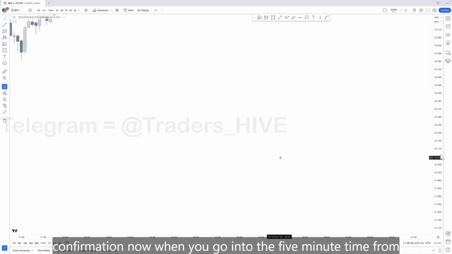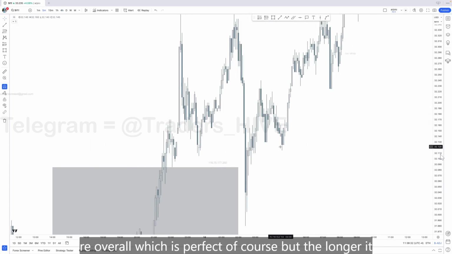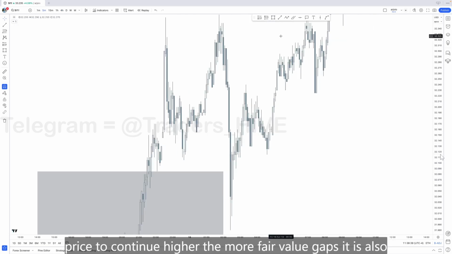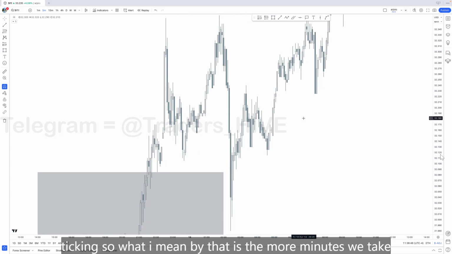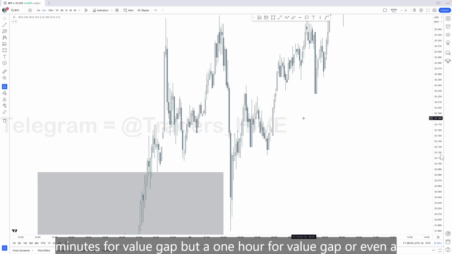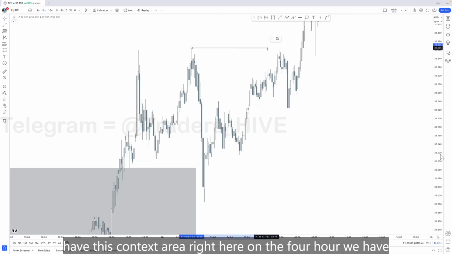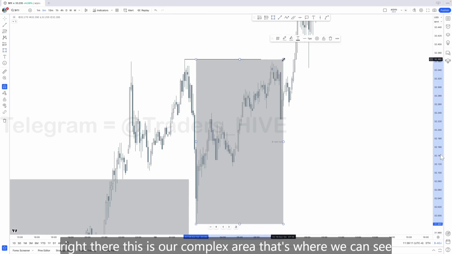Now, when you go into the 5 minute time frame, you might start looking for a 5 minute ST plus RE overall, which is perfect, of course. But the longer it takes to create an ST plus RE and the longer it takes before price continues higher, the more fair value gaps it is also going to create, due to a simple fact: price and time keeps ticking. So what I mean by that is the more minutes we take, the more likely we're also going to create not only a 5 minute fair value gap, but a 1 hour fair value gap, or even a 4 hour fair value gap. So in theory, when we have this context area on the 4 hour, we have the 4 hour fair value gap, we have the 4 hour swing high. This is our context area. That's where we can see a market maker model.